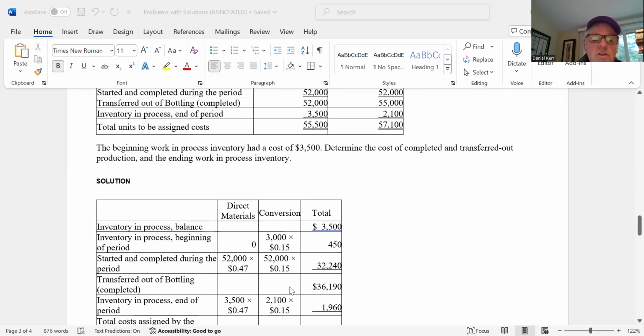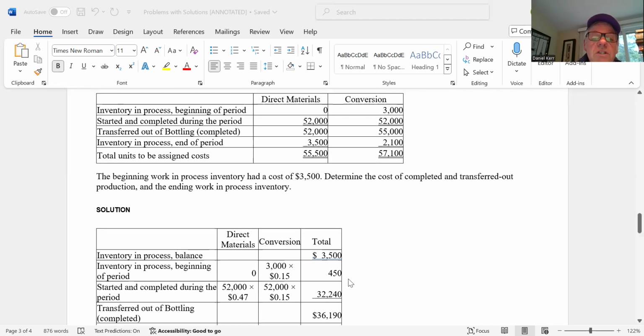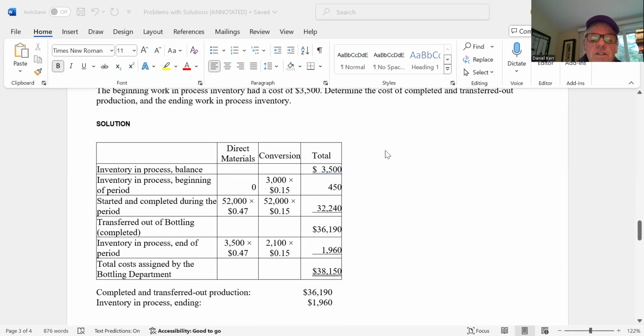So that's the cost of goods transferred out to the bottling department. And then your ending inventory was 3,500 units. That was the total amount. But as far as conversion cost, there was 2,100 equivalent units. So 3,500 times 47, 2,100 times 15 gives you 1,960. So the total costs to account for are 38,150. The amount transferred out is 36,190, and the ending inventory is 1,960.